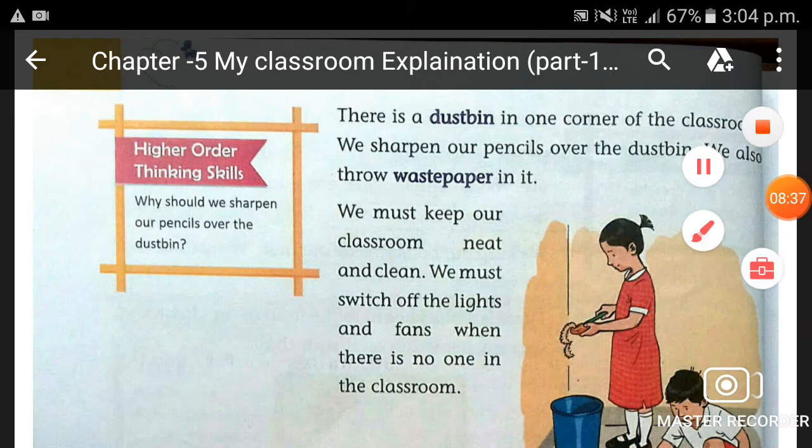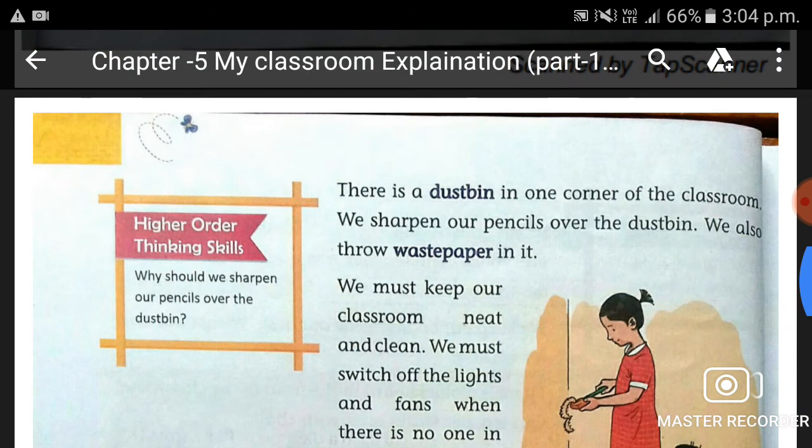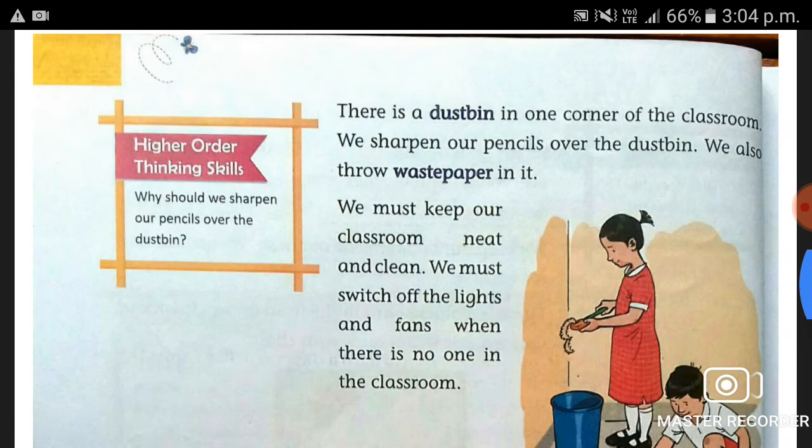And how can we keep our classroom neat and clean? By doing these things. Throw the waste papers and waste things into the dustbin. Don't throw these things here and there. When you have to sharpen your pencil, then go to the dustbin and sharpen your pencils over the dustbin. And when you eat something, then throw the wrappers of the things that you have eaten into the dustbin. By doing these things you can keep your classroom neat and clean. Okay, is it clear, students?